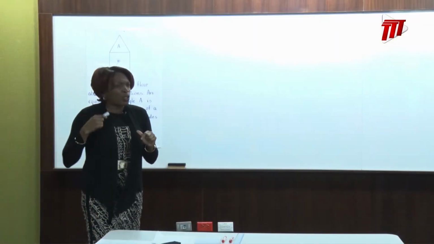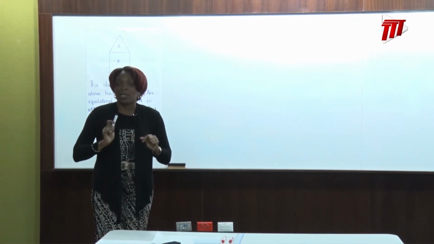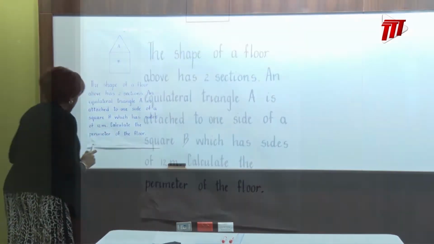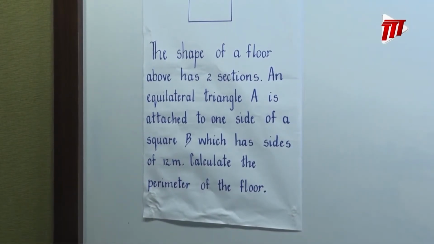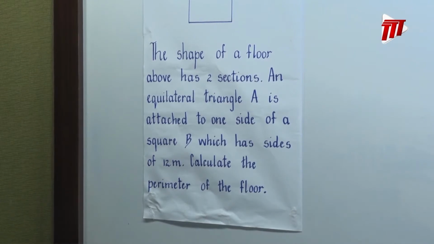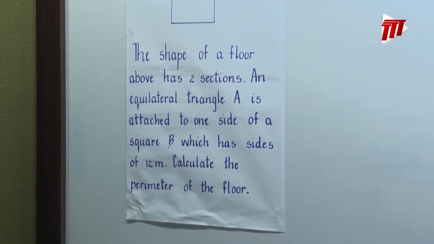All right, so we're going to start off now with the perimeter of compound shapes. Could you remember what perimeter means? The distance around. So as we read this question, I want you to bear that in mind. We are looking at the distance around. So let's read this question together now. The shape of a floor above has two sections. An equilateral triangle A is attached to one side of a square B, which has sides of 12 meters. Calculate the perimeter of the floor.